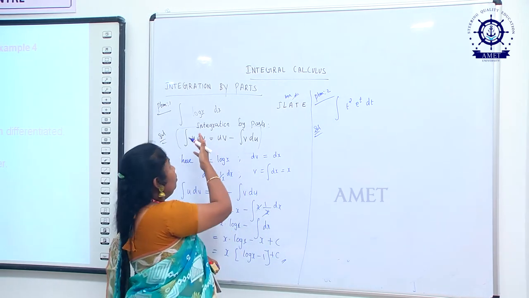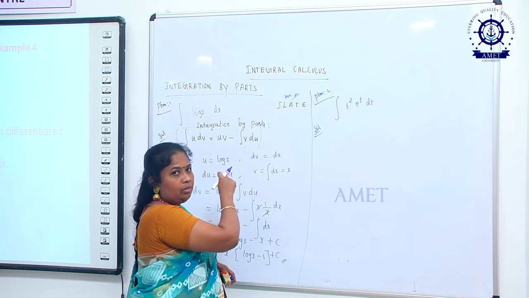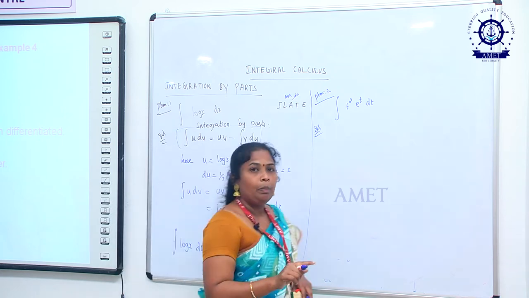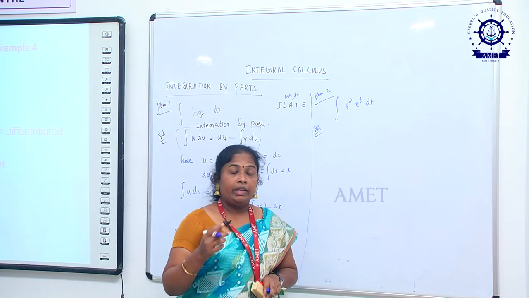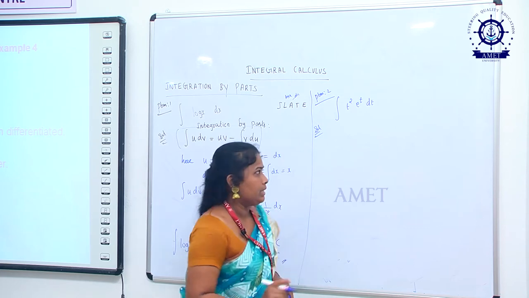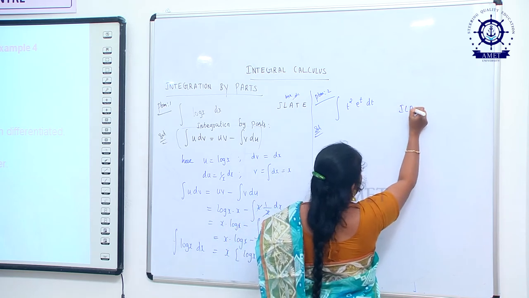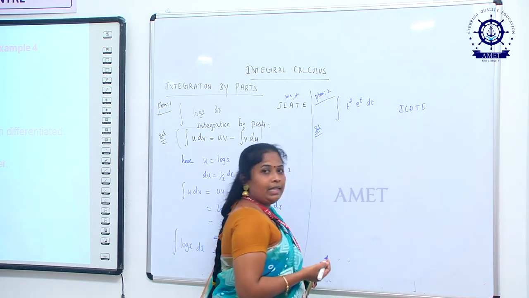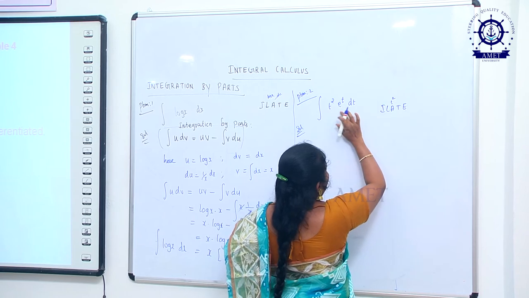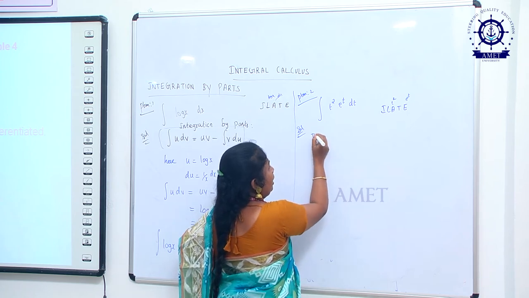In this question, one function becomes simpler when differentiated, and the other is complicated. So we can use either integration by parts or Bernoulli's. Here also we apply the highlight rule. t square is an algebraic function, so you write it on top, and e power t is an exponential function. So first you have to write the integration by parts formula.